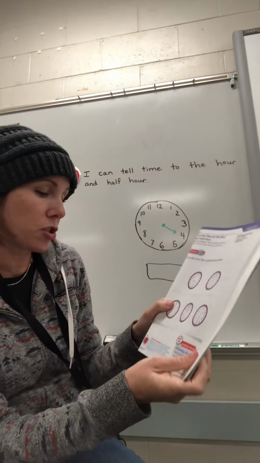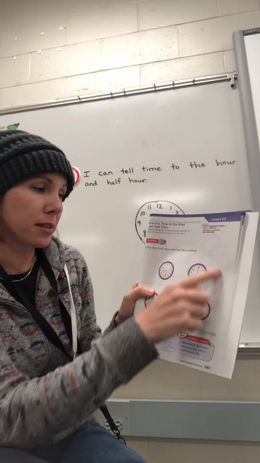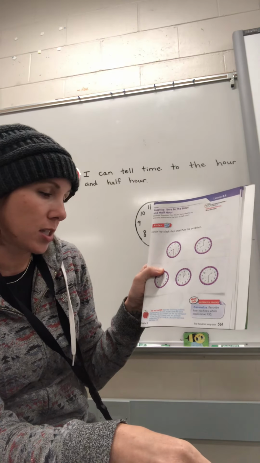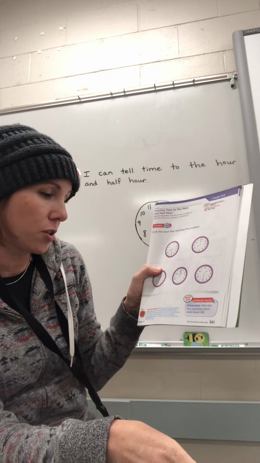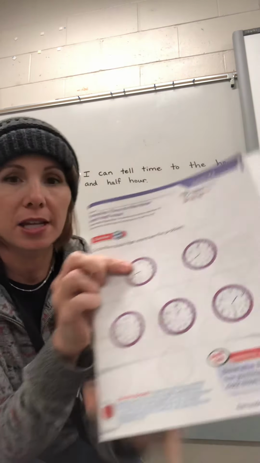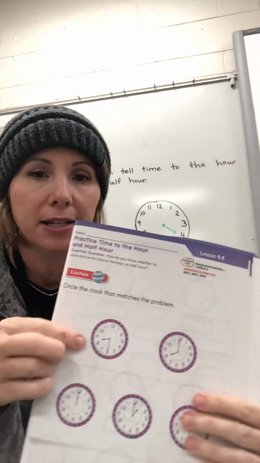So I'm gonna read you what we're gonna do. So we're gonna look at this first box first. So Barbara goes to the store at 8 o'clock. Circle the clock that shows 8 o'clock. So let's look at the two. Those are the two times we just practiced.